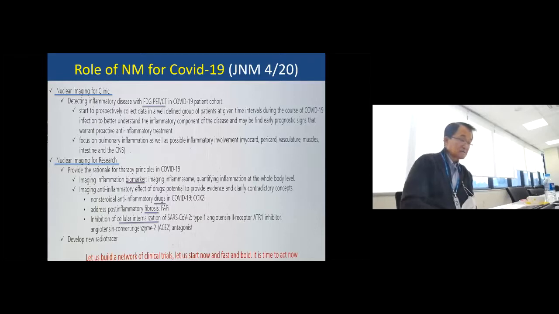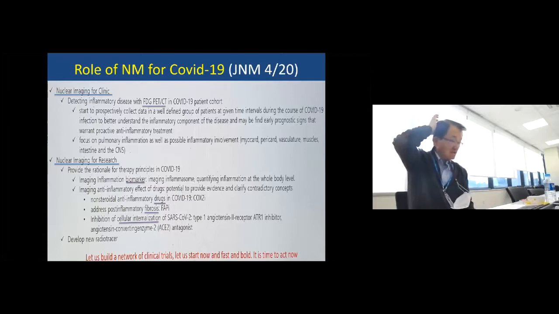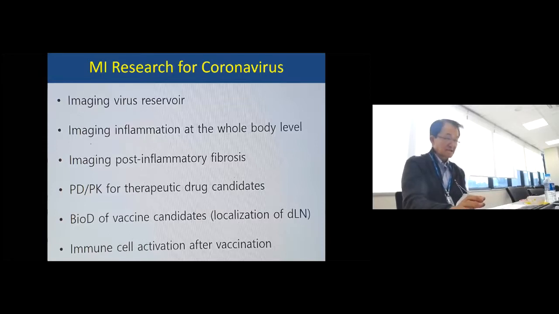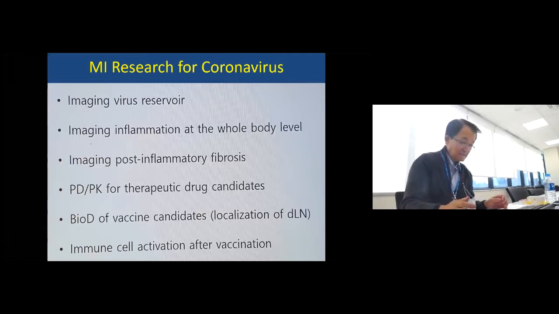And as I mentioned earlier, therapies inhibiting angiotensin converting enzyme or transmembrane protease are important in research. So molecular imaging research for the coronavirus has been related to imaging the virus reservoir. Reservoir means the site or location of inflammation in the whole body system, and then the post-inflammatory fibrotic system, drug pharmacodynamics, pharmacokinetics, and vaccine evaluation: where they go, how much they stay in certain body systems, and immune cell activation.